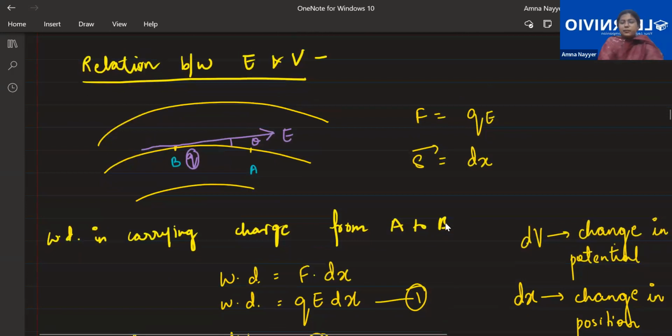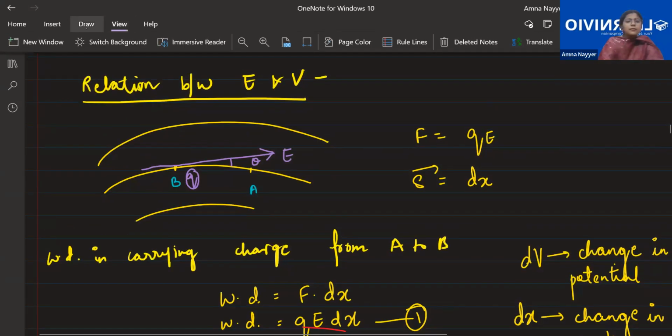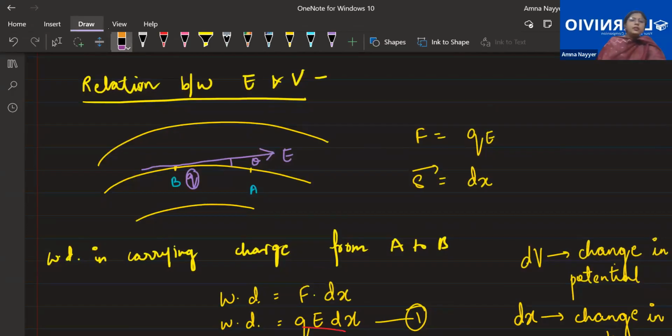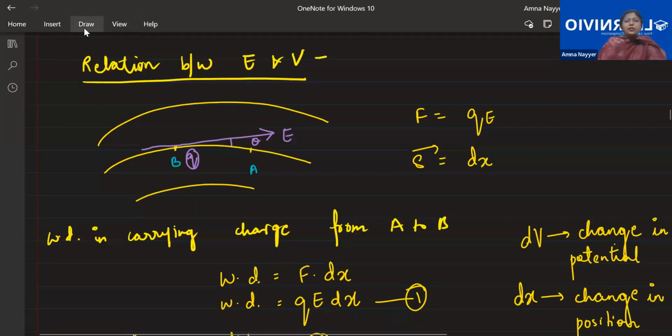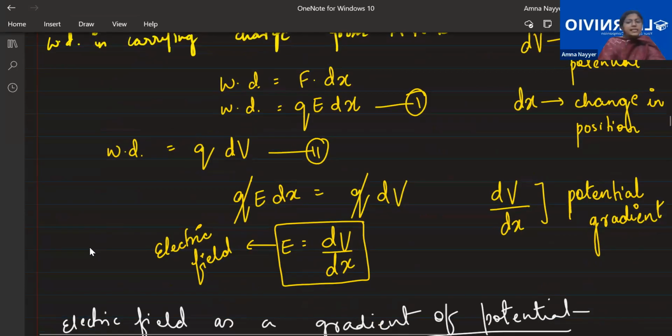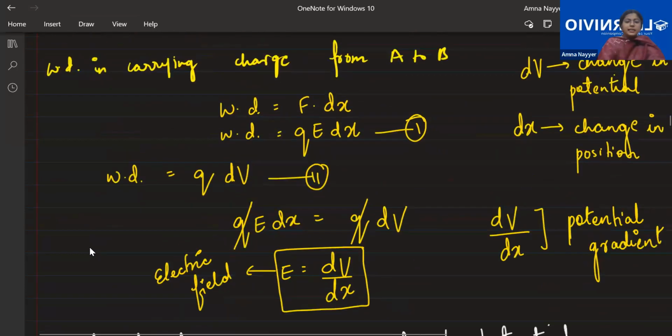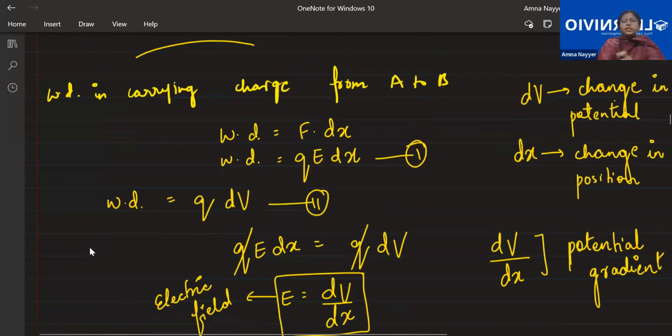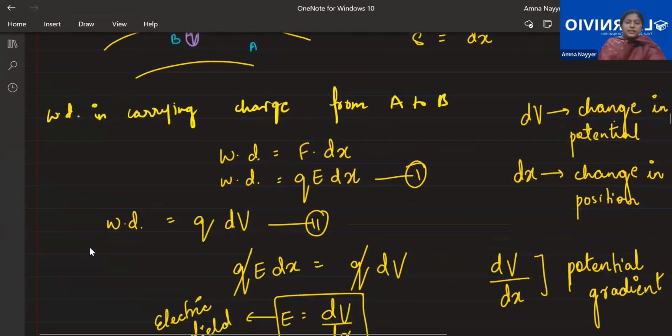Relationship between electric field and potential. Work done is QE into dx, and work done is also charge into potential. So when you equate them, Q gets cancelled, and E is dV by dx. Here E is the electric field, dV is the potential, dx is the position. So dV over dx becomes the potential gradient. This is just a term, potential gradient. So tell me, in this part, is there any doubt? Is it clear to both of you?